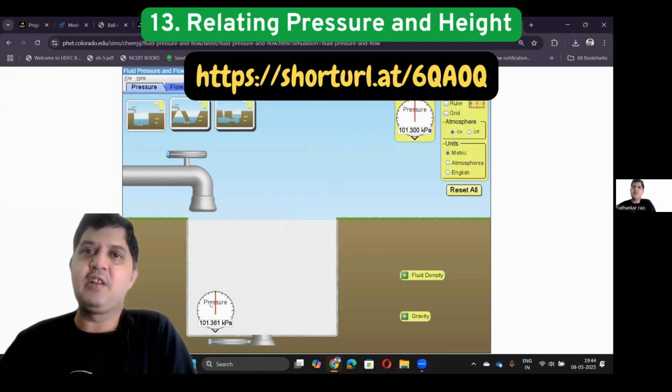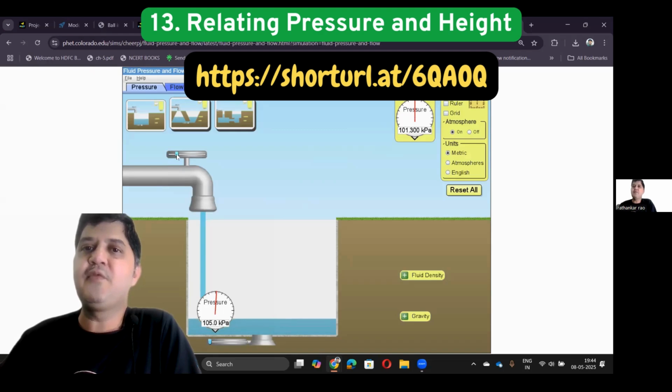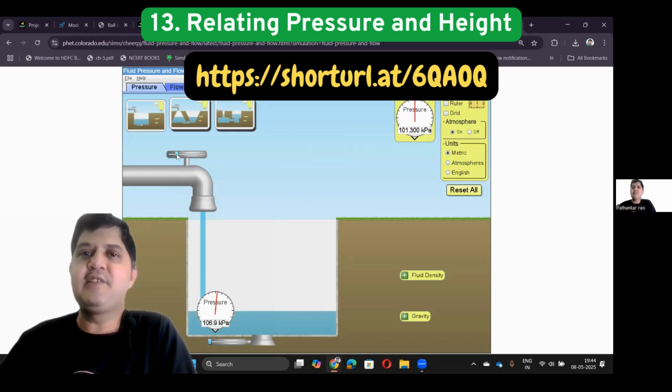Now let me fill water here. Now the moment it touches water, what's happening? 102, 103, 104. Pressure is seen to be increasing. Now let me increase it to much larger. So as the height increases, pressure keeps on increasing, which you can directly say P is equal to rho g h, how does it work and so on, right?